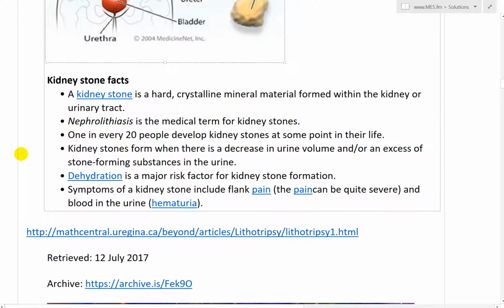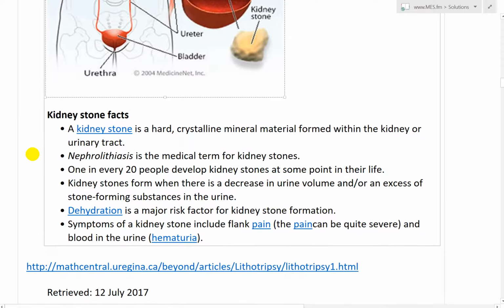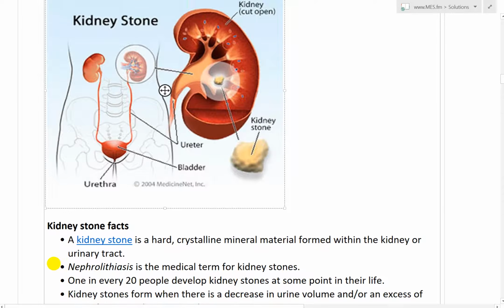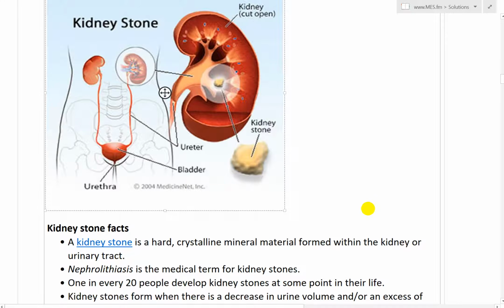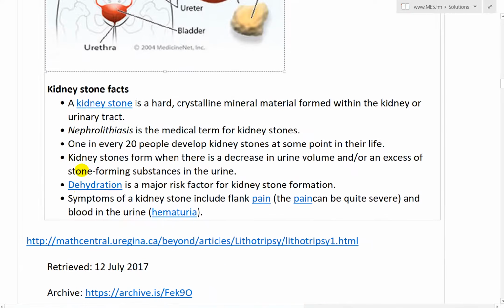Dehydration is a major risk factor for kidney stone formation. Symptoms of a kidney stone include flank pain, which can be quite severe, and blood in the urine, hematuria, whatever. So there are your 2 kidneys right there, and there is an illustration of a kidney stone, just a dry, hard, mineral crystalline material. Again, formed likely because of dehydration. So yeah, make sure to drink lots of water.